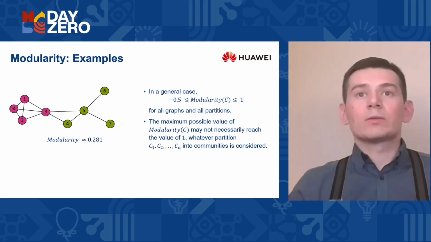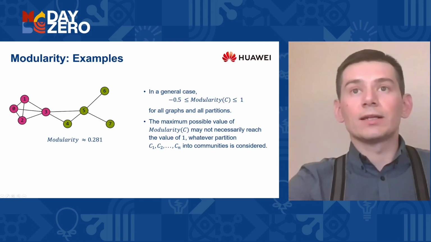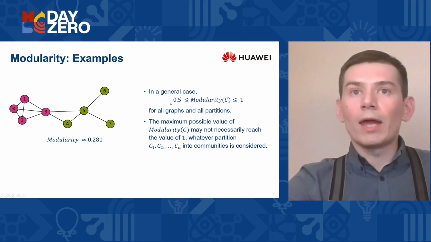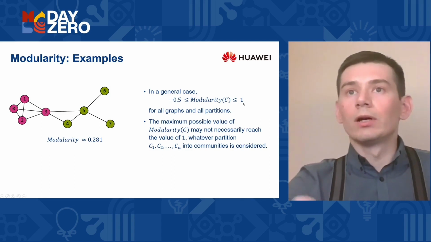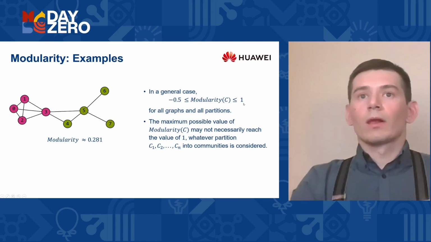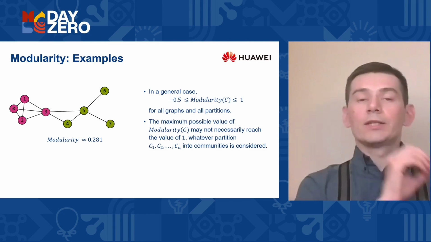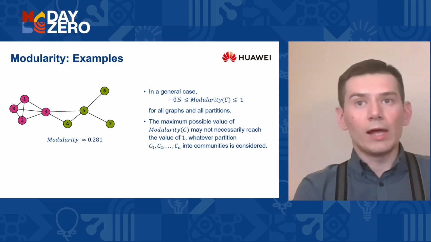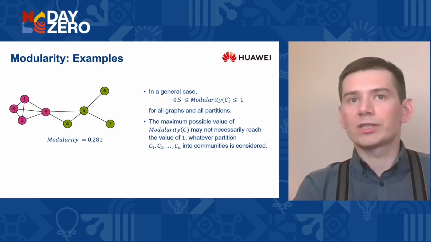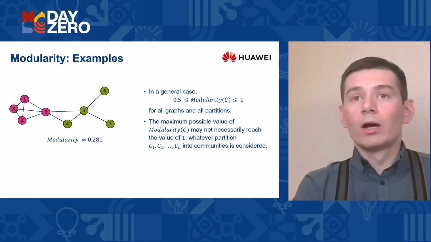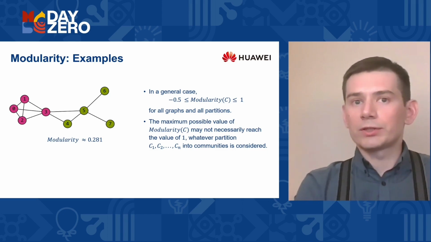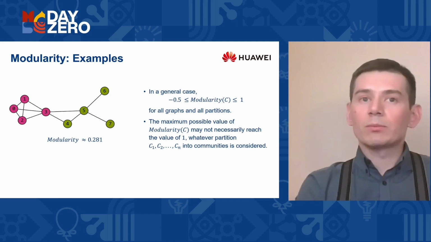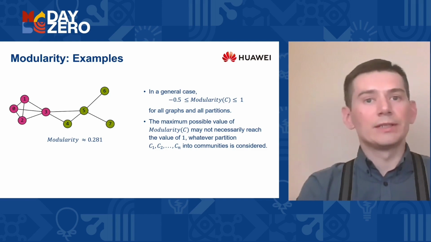In mathematics, we have a theorem that says that modularity takes values from the range -1/2 to 1. However, it is important to underline that the maximal possible value of modularity may not necessarily reach the value of 1, whatever partition into communities you consider. And actually, for every graph, the maximal possible value of modularity is different.